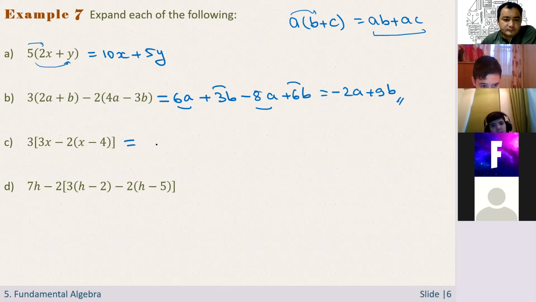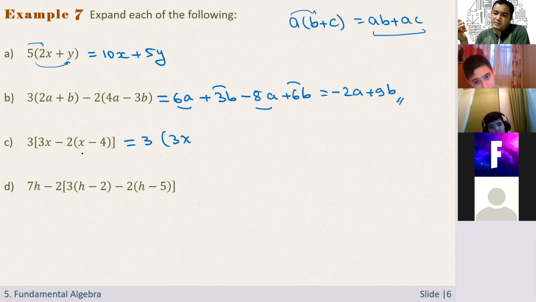3 multiply 3x minus 2 times x. Ali, first let's multiply. Just say the answer. Okay, here we have 3x. First, I should actually start from the innermost brackets, right? Which one is the innermost? This one is the innermost brackets. So negative 2 times x, here we have negative 2x. Ali, continue. What is negative 2 times negative 4?